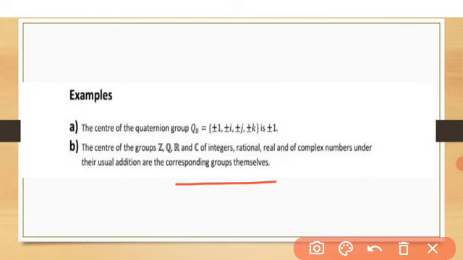Hope you understood what the center of a group is. Keep in mind that center and commutative law are attached to each other. You will remember, inshallah. Thank you so much.